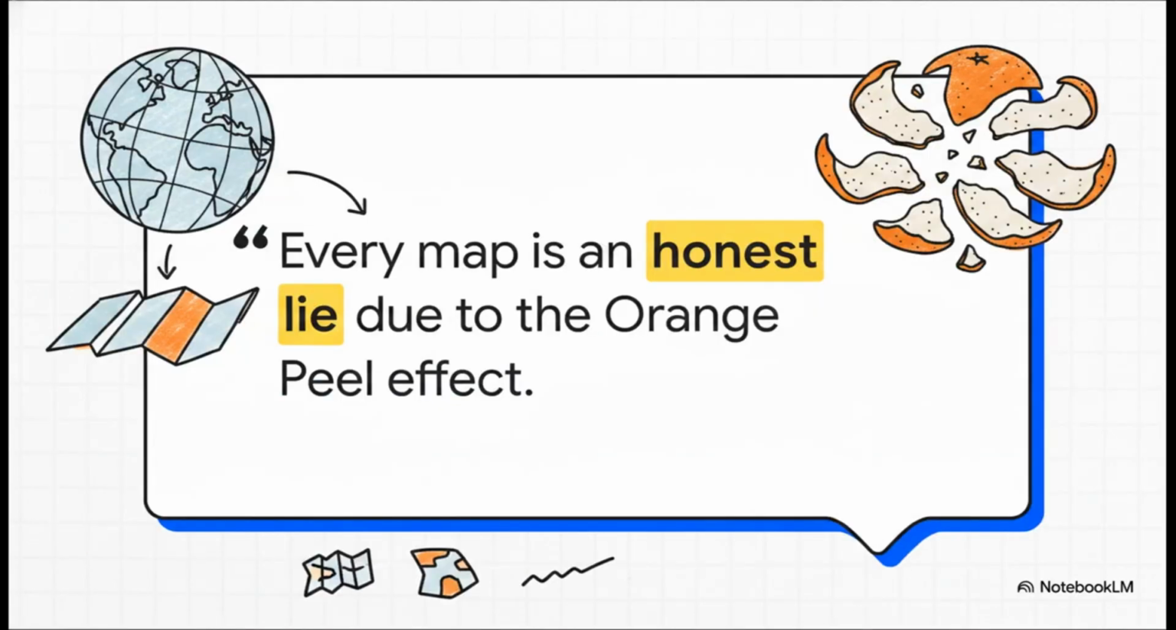But before we can even begin to read that language, we have to accept a pretty fundamental cartographic truth. Every single map is an honest lie. And why is that? Well, it's because of the orange peel effect. Think about it, it is physically impossible to flatten a three-dimensional sphere onto a two-dimensional flat surface without tearing or stretching it. Literally, just like peeling an orange, you can't lay the skin completely flat without making a total mess, or in a map's case, breaking the proportions. Because of this, every map has to distort either shape, area, or distance. It can just never preserve all three perfectly.